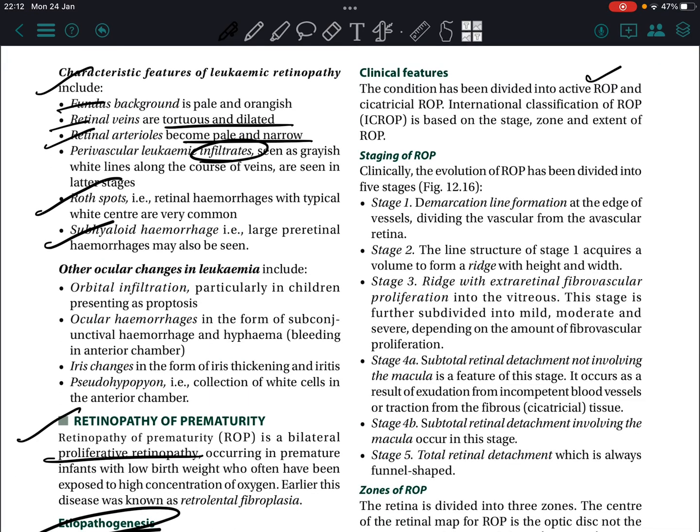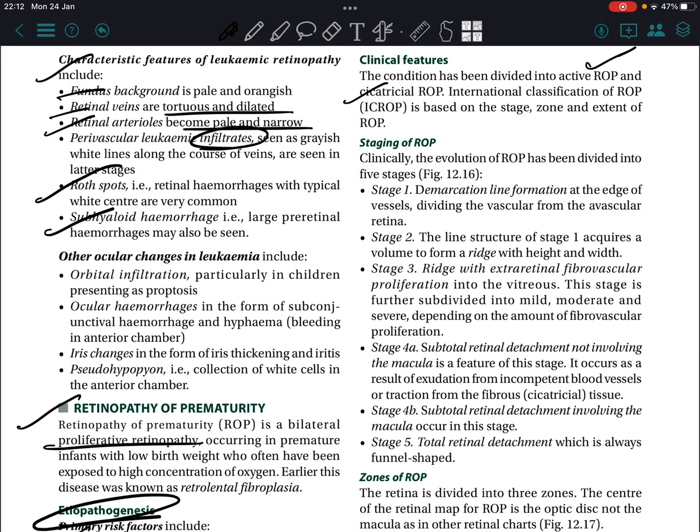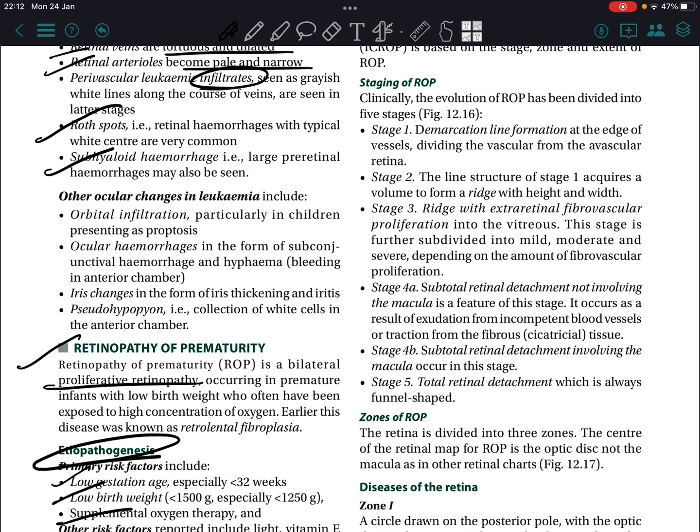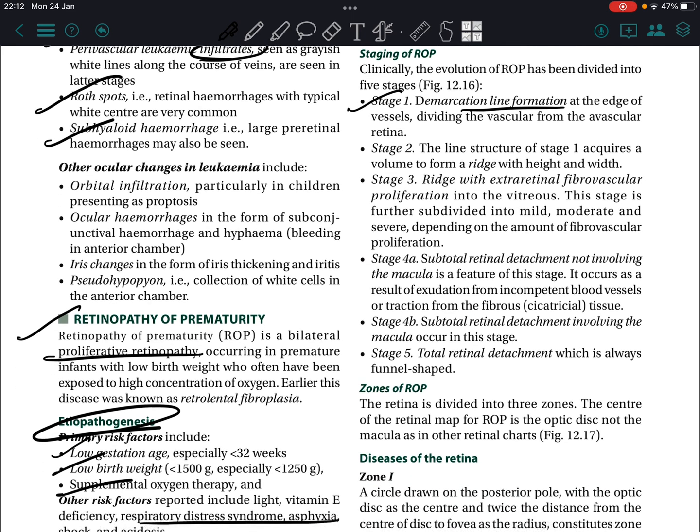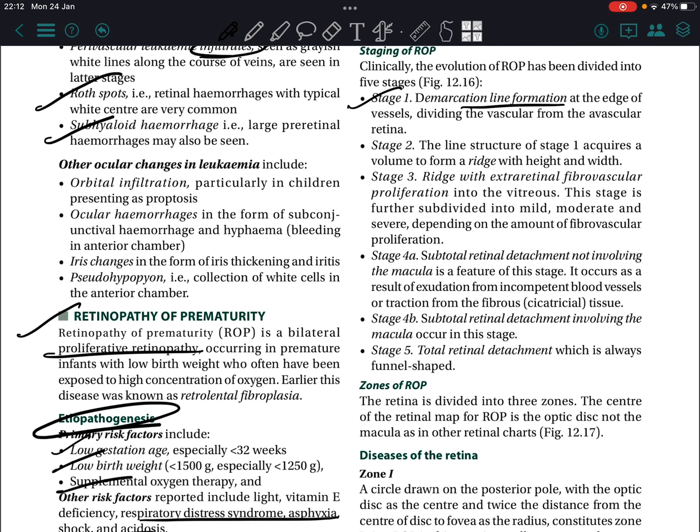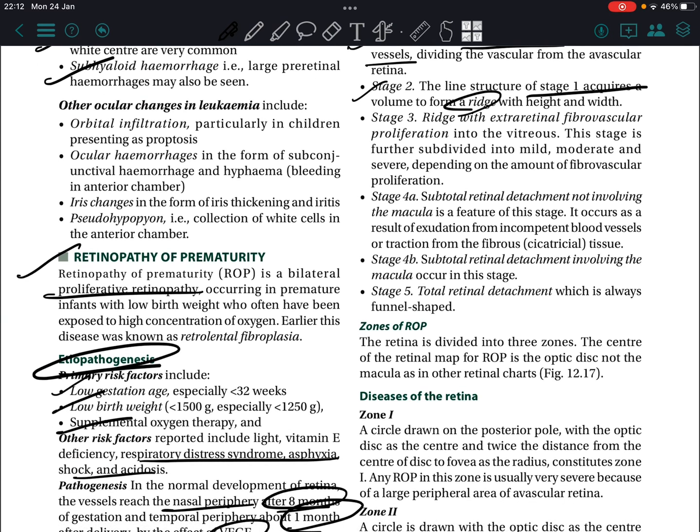Clinical features: the condition is divided into active and cicatricial ROP. The international classification of ROP is based on stage and zone, and extent of ROP. Stage 1: demarcation line formation at the edge of vessels, which defines vascular and avascular retina. Stage 2: the line structure of stage 1 acquires volume to form a ridge. Stage 3: ridge with extraretinal fibrovascular proliferation into the vitreous.